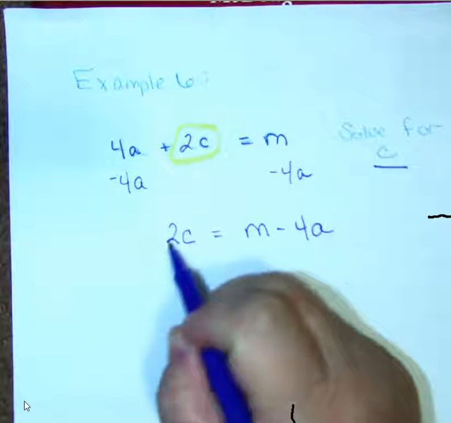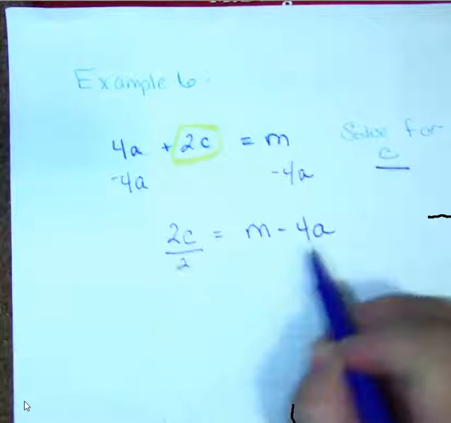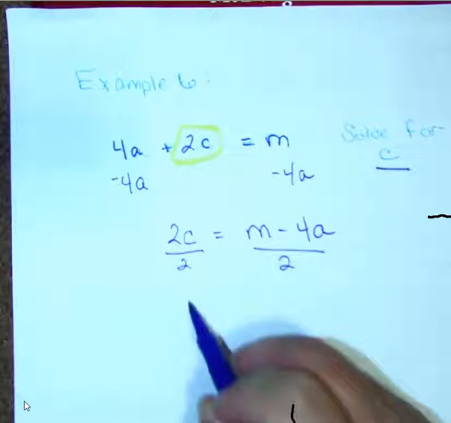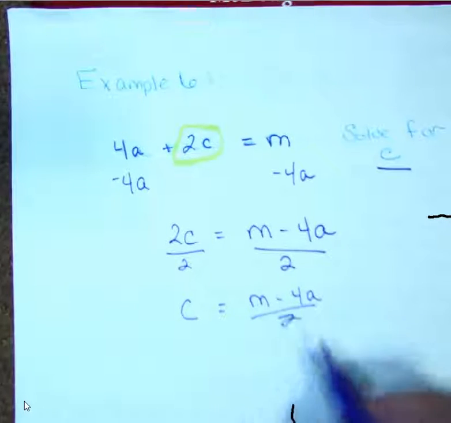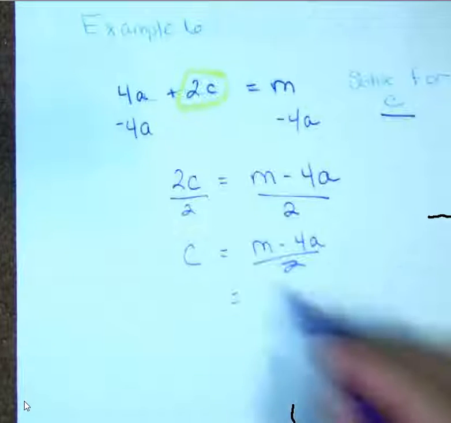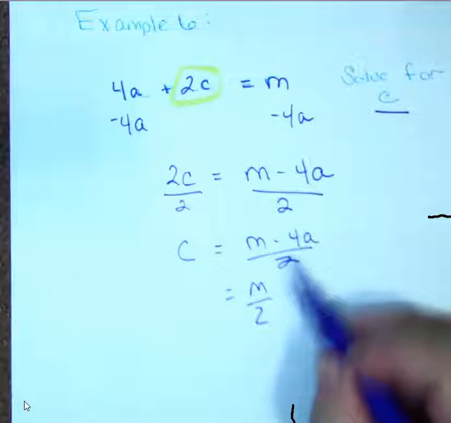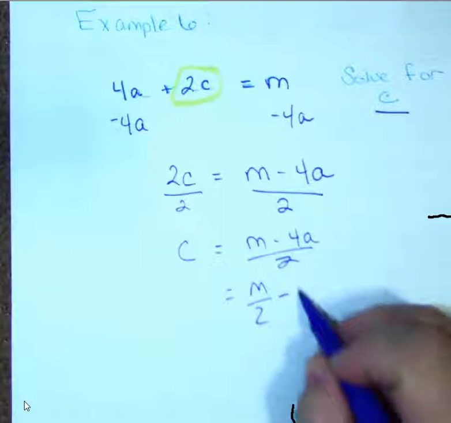And now we have a number in front of our variable, so we must divide. So we have c equals m minus 4a, over 2. You can leave it like that, or you can say m over 2, and then minus 4 divided by 2 is 2a.